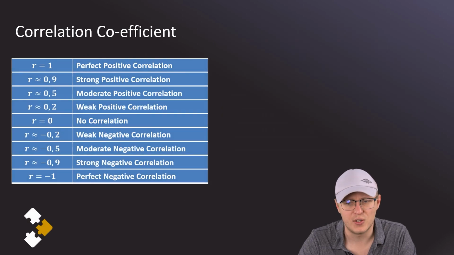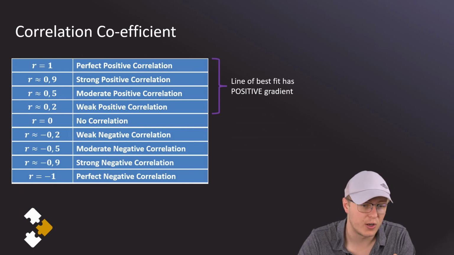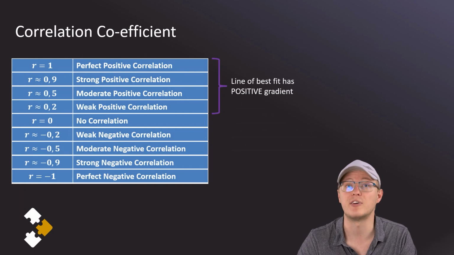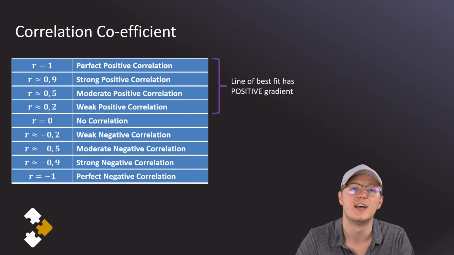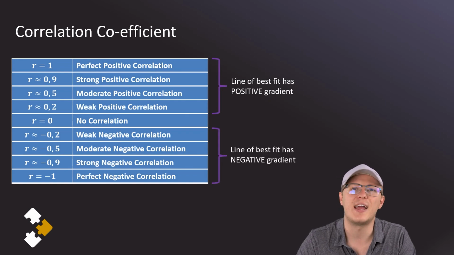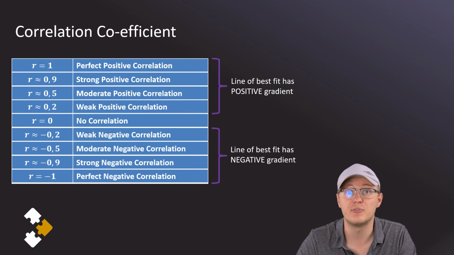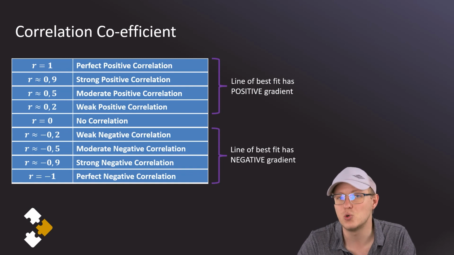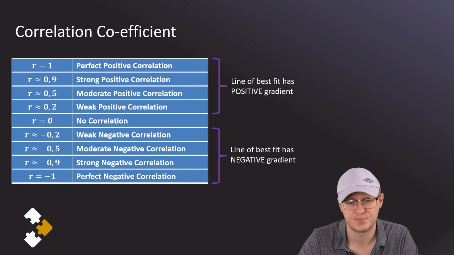Okay, so as a general trend, when the correlation coefficient is positive, our line of best fit is going to have a positive gradient, which means as one variable increases, the other variable increases as well. And when we have a negative correlation coefficient, our line of best fit is going to have a negative gradient, which means that as one variable increases, the other one will decrease.